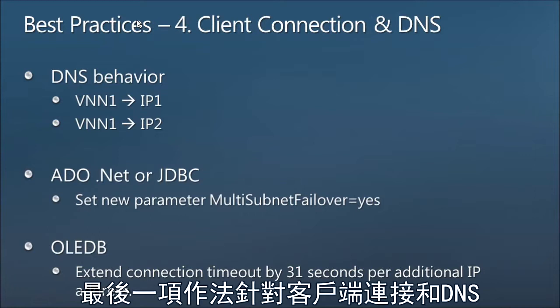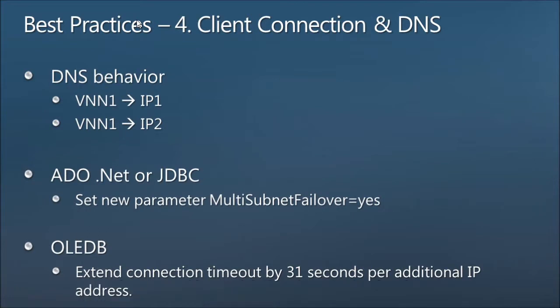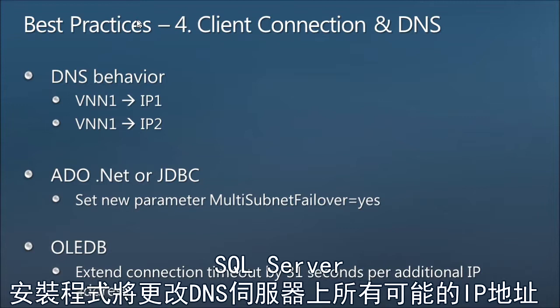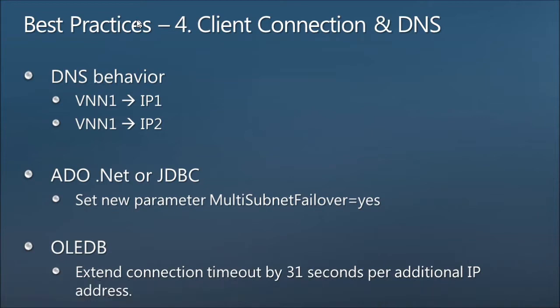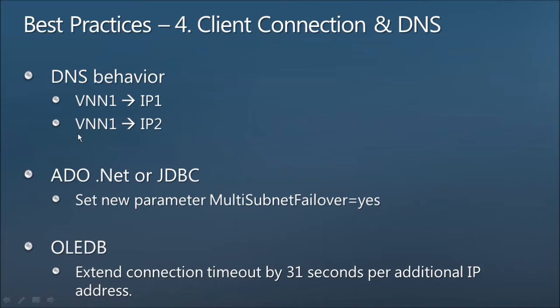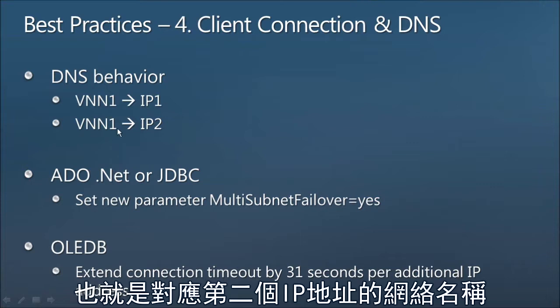So the last practice is for the client connection strings and DNS. When you install the multi-subnet failover clustering, SQL Server Setup will register all the possible IP addresses on the DNS server. So on the DNS server, you can see your network name mapped to the first IP address and another record, which is your network name mapped to the second IP address.